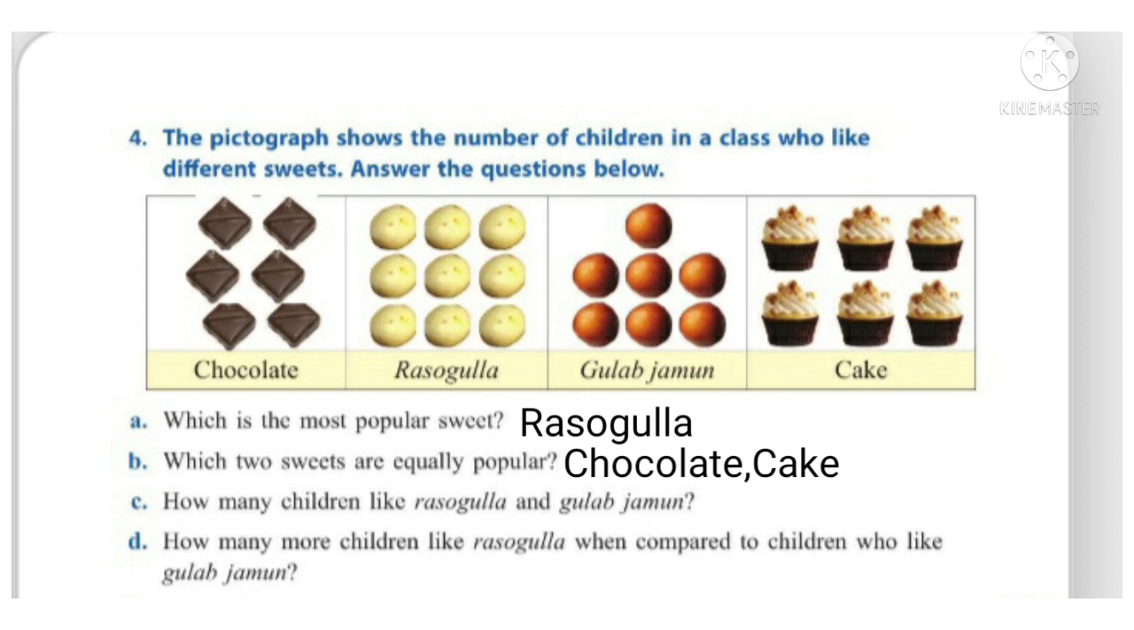Now the next question, how many children like rasagula and gulab jamun? So how many children like rasagula? Count it and say. Yes, 9 children. And what about gulab jamun? Yes, 7 children. So 9 plus 7, do you know the answer? Yes, 16. So 16 children like rasagula and gulab jamun. Okay. Now the last question.